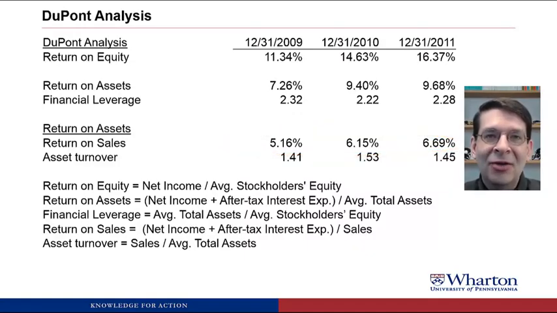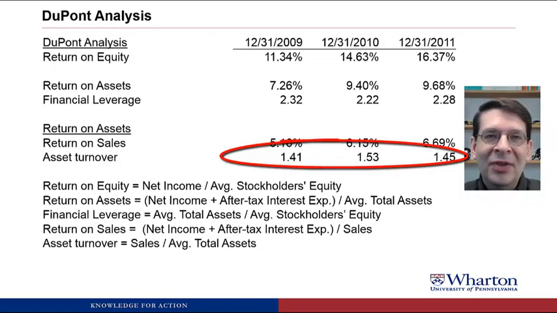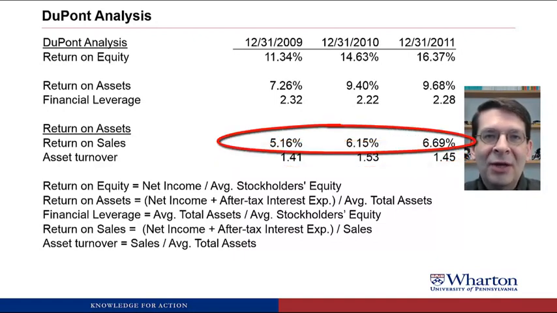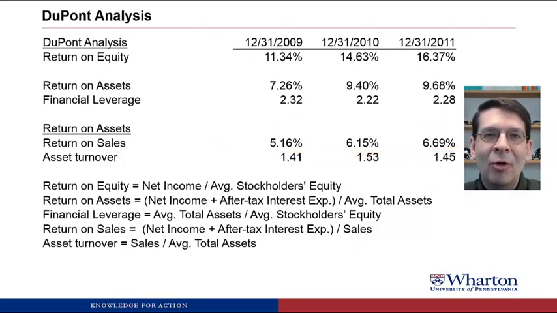Now, if we look at asset turnover, it briefly went up, but then came back down to around 1.45, which means that for every dollar of assets, Plainview generates about $1.45 in sales. But there's no clear upward trend in asset turnover. So it looks like the sole secret to Plainview's success with their ROE is that their sales have become more profitable over this period.